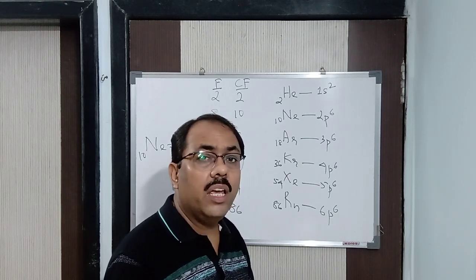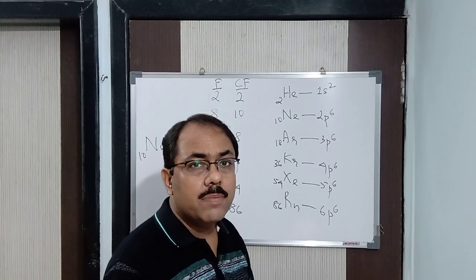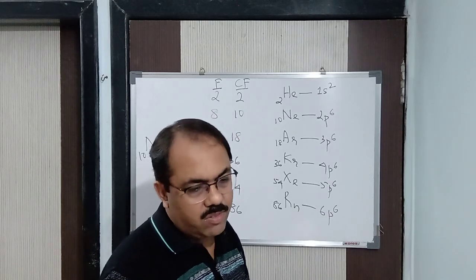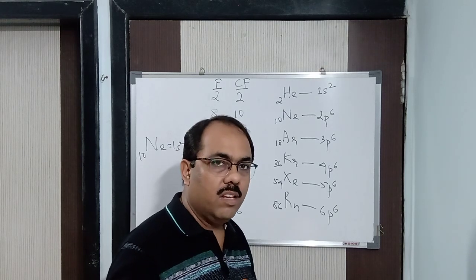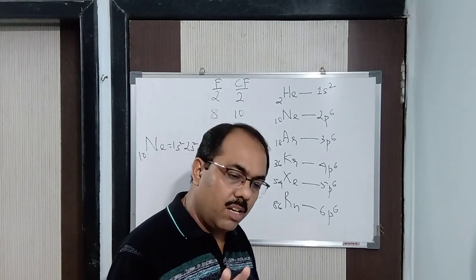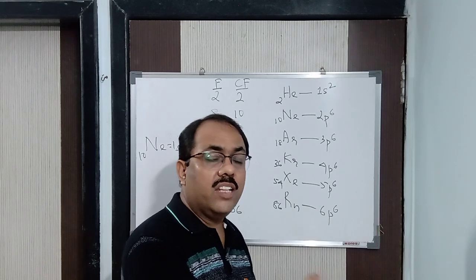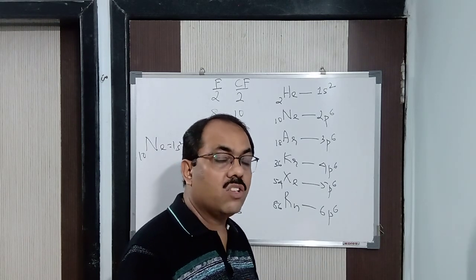So how much did you get? 18. What is the maximum capacity of the third shell? 18 only. In this way, we can say that each shell consists of a number of subshells. So if you add the electrons in the subshells, you will get the number of electrons in a shell. That also proves that a shell consists of subshells.